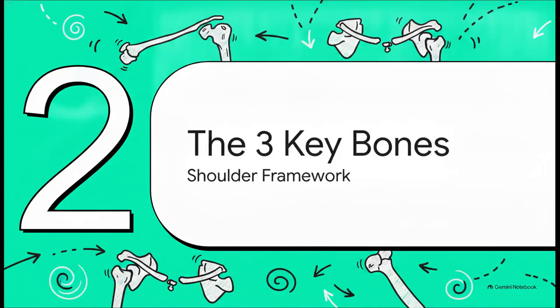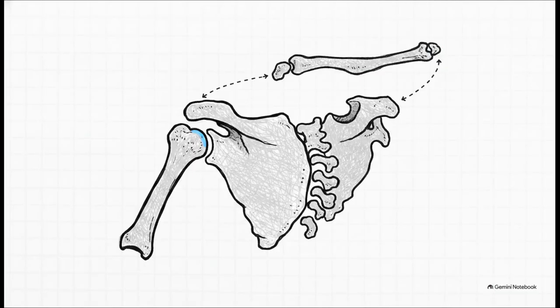Moving right along to Part 2, the 3 key bones, shoulder framework. Let's just strip away all the muscles, the tendons, and the ligaments for a second, and look at the raw, foundational framework of the shoulder girdle. The shoulder complex is essentially made up of 3 primary bones that intersect.